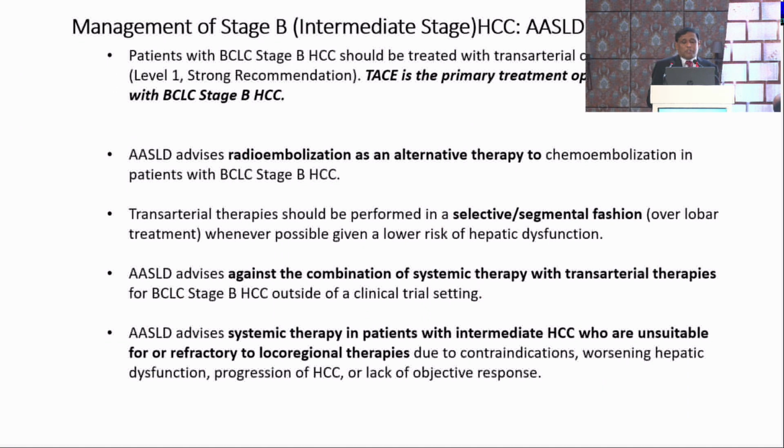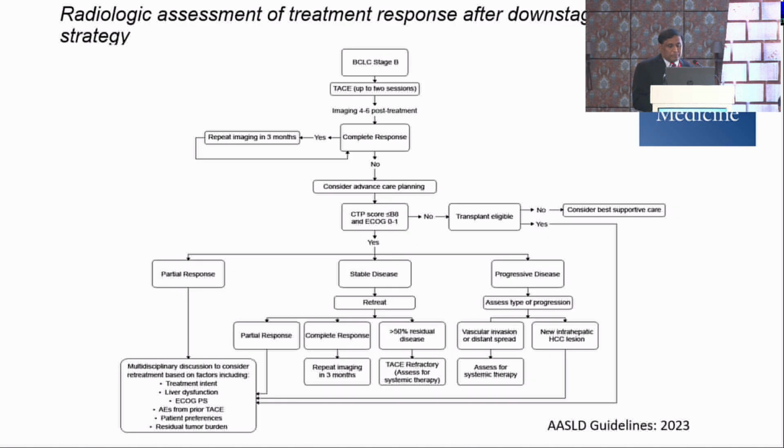So in terms of management of stage B, that's intermediate stage, AASLD kind of says, again, TACE is the primary treatment. Radioembolization, although it's not in the BCLC system, can be used. Then try to do it selectively as much as you can so that it preserves liver function. And obviously, systemic therapy, they don't recommend before or after the procedure unless the patient has high risk for recurrence, where we can use adjuvant therapy.